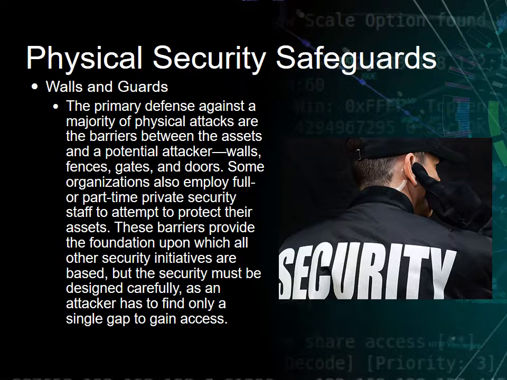So, physical security safeguards: walls and guards. The primary defense against a majority of physical attacks are the barriers that are placed between the asset and potential attacker. These could be walls, fences, gates, doors, things of that sort. Some organizations also employ full or part-time private security staff to attempt to protect their assets.